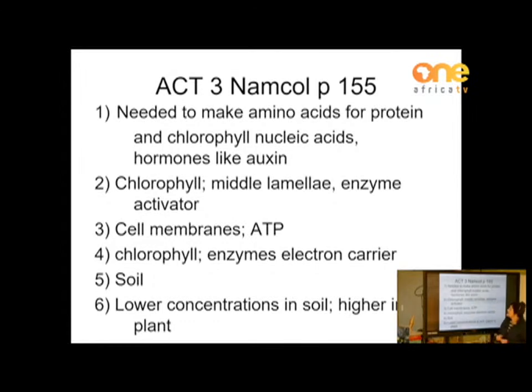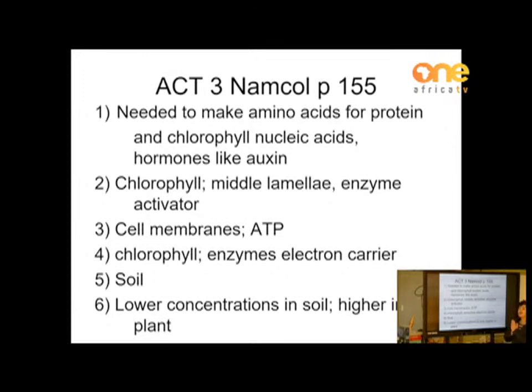The second one was magnesium, for chlorophyll and for the middle lamellae. And the middle lamellae is what connects two cells to one another. Middle lamellae. And it's also acting as enzyme activators.